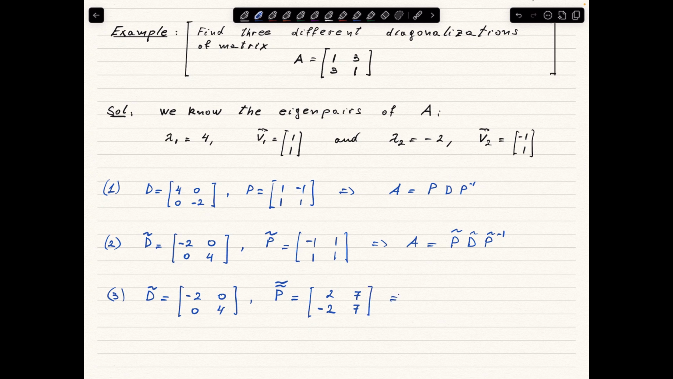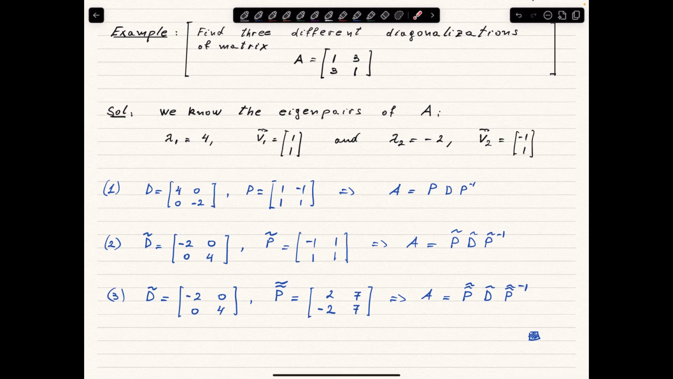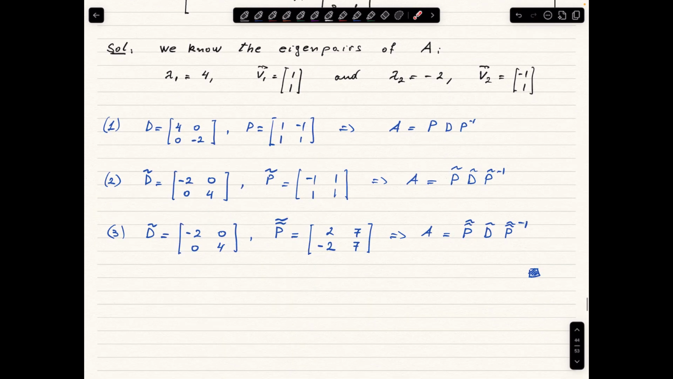Well, that decomposition also gives you A as P double tilde, D tilde, P double tilde inverse. So there are infinitely many decompositions of matrix A into these factors. A diagonalizable matrix can be written as a product of these three factors with the condition that we have the eigenvalues in the diagonal and the corresponding eigenvectors, but we have a lot of freedom in choosing the diagonal matrix and the invertible matrix. Now let's go back to the general theorem.